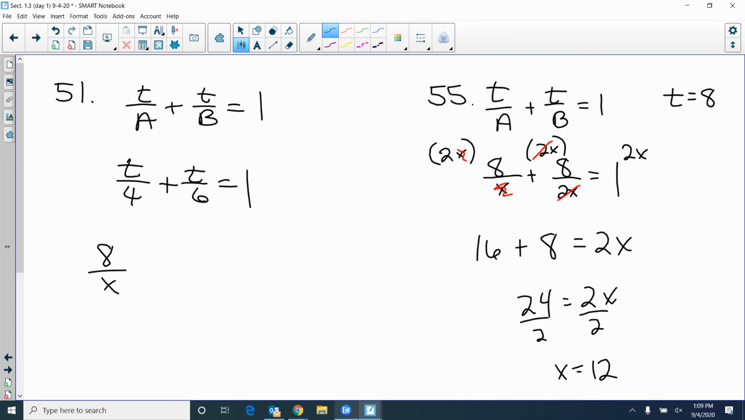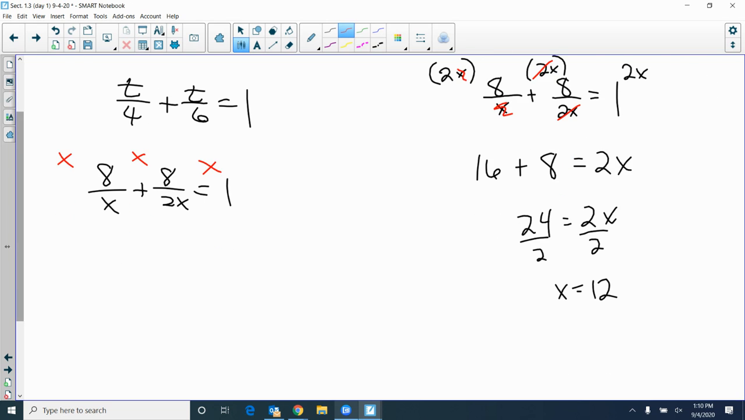So 8/x plus 8/2x equals 1. If I multiply by x, oh, okay. That works in this case because that gives me 8 plus, those cancel, and 8 divided by 2 works. So yep, it works. If this was like a 3x and it left you 8/3, in some cases it would make it messy. In this case, it's not too bad.